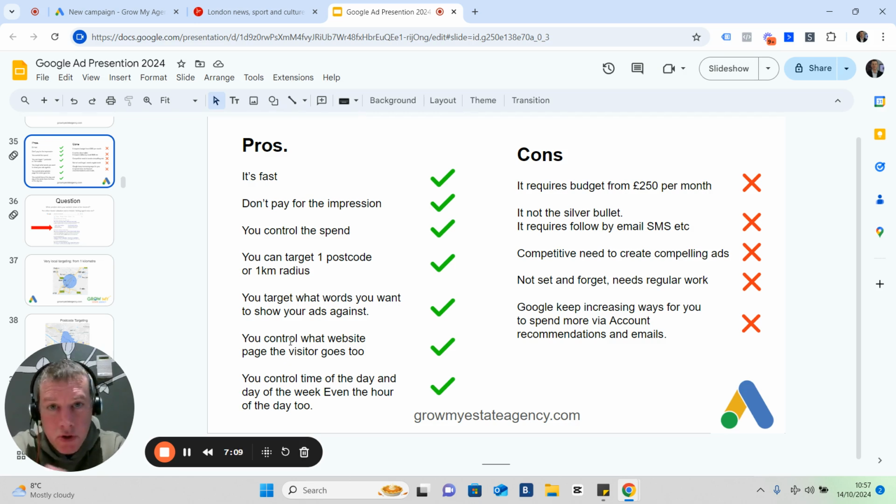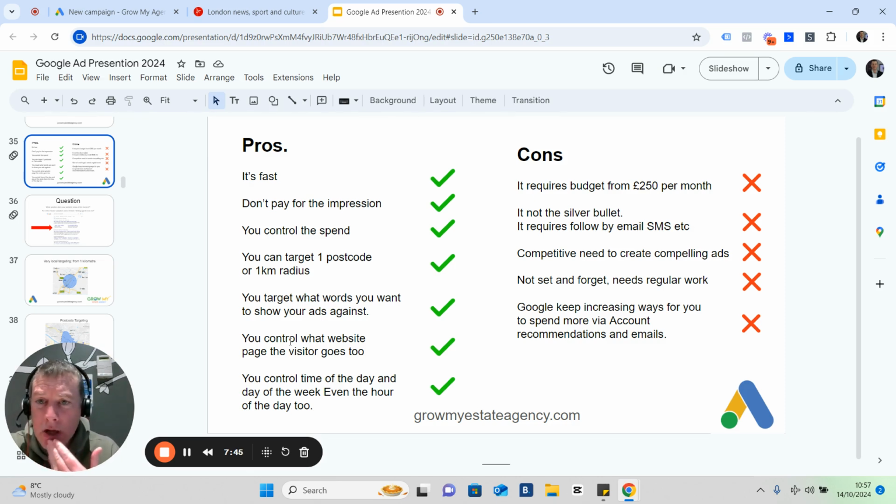The cons: it does require a budget. It's not a silver bullet. It's competitive. Certain areas are more competitive than others. Again, it's as dynamic as the housing market itself. Not to forget, it needs regular work. And obviously Google, as soon as you set up an account with Google, is going to climb into you with telephone calls and emails and suggestive recommendations to expand your budget. That's their benefit, not your benefit initially. That's my experience. Google are a $160 billion, $170 billion a year business.